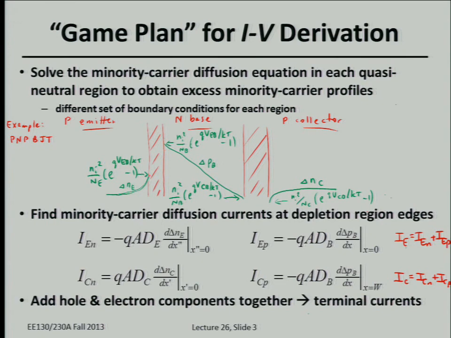Okay, so for example, in the quasi-neutral emitter, we have excess electrons. The concentration at the edge of the depletion region is still determined by the voltage that you apply across the base emitter junction.